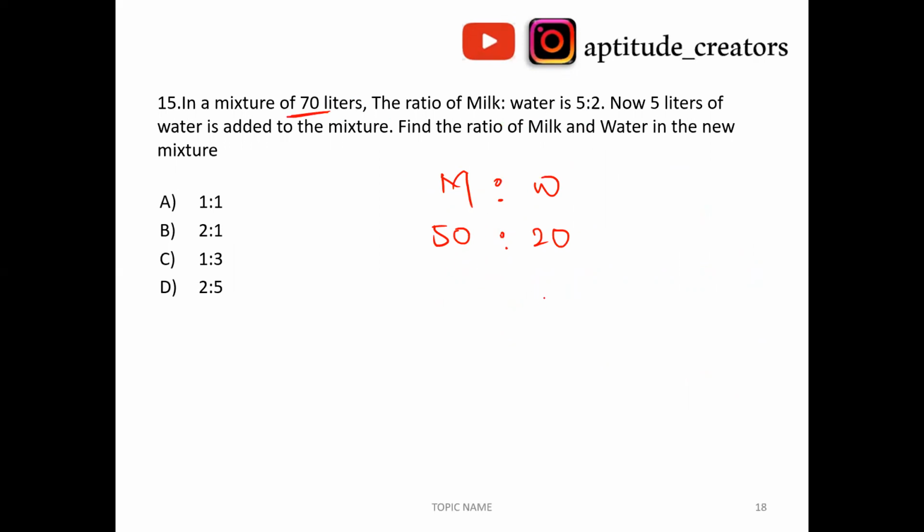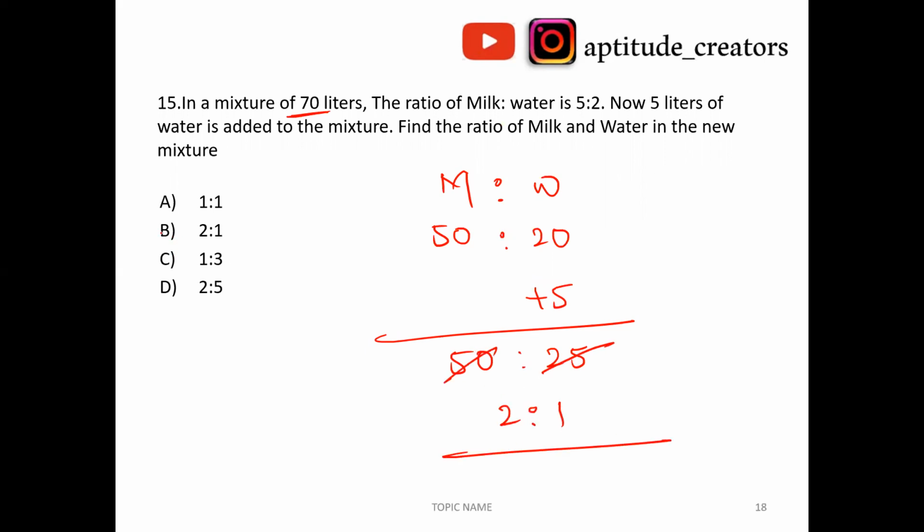Now 5 liters of water is added. Find the ratio of milk in the new mixture. Now, what is the ratio of milk here? We can write it as 2 is to 1. Answer is option B, 2 is to 1.